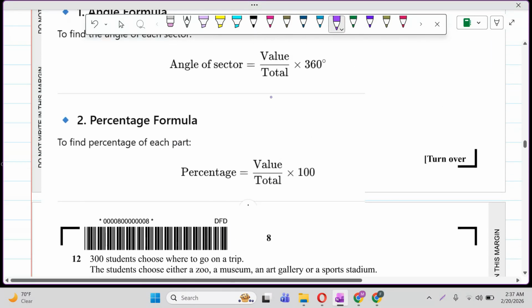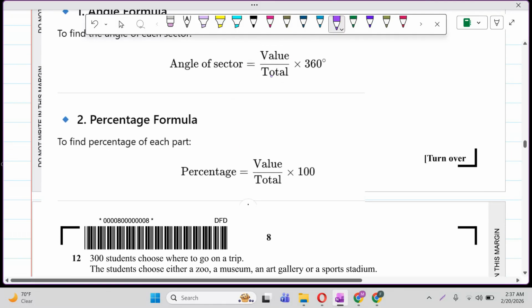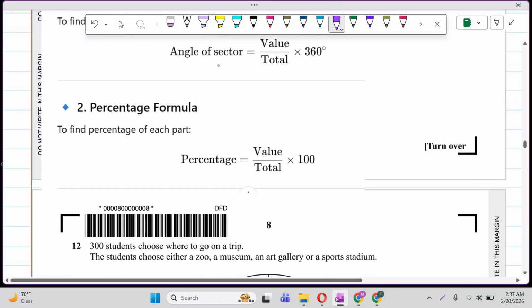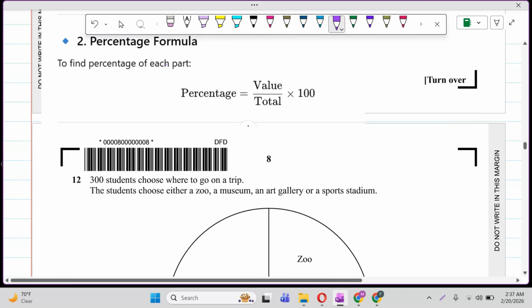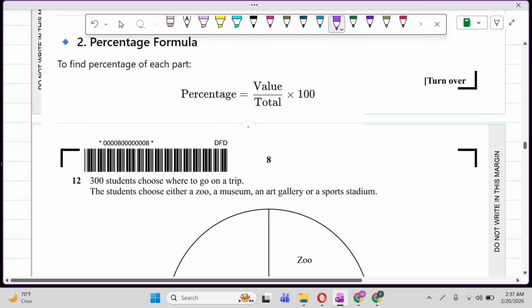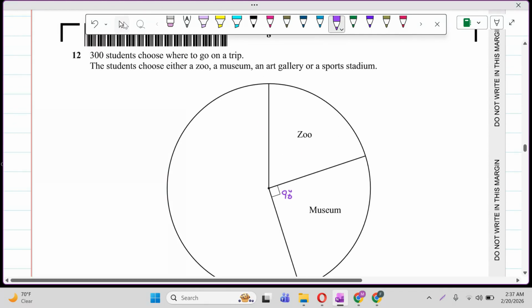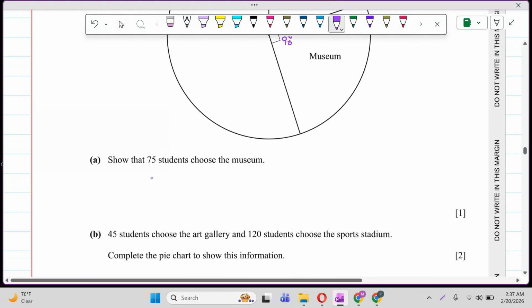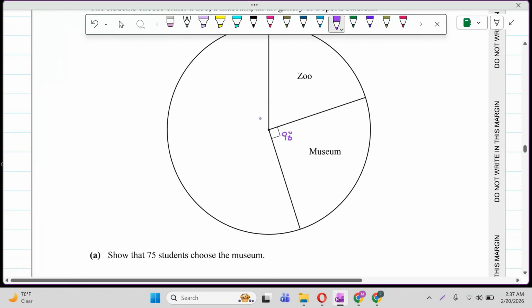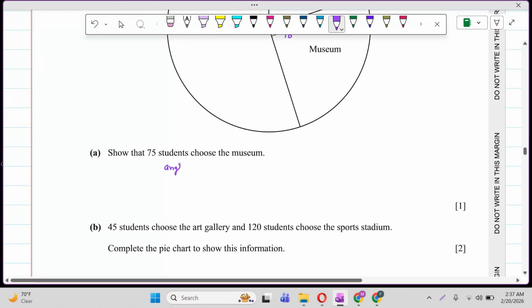We should remember these two formulas. Angle of sector is equal to value over total value multiplied by 360 if you want to find the angle. Similarly, if you want to calculate the percentage, then you can use this formula. Percentage is equal to value over total multiplied by 100. It is given that 90 degrees is the angle for the museum and the total number of students is 300. So we can use this formula. Angle of sector is equal to value over total value multiplied by 360.